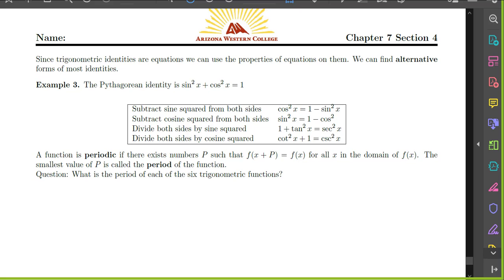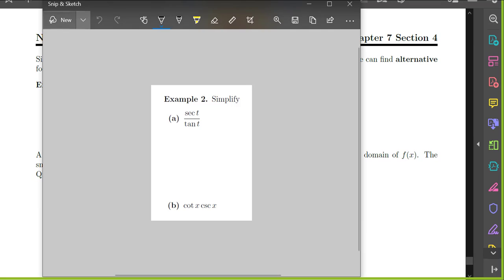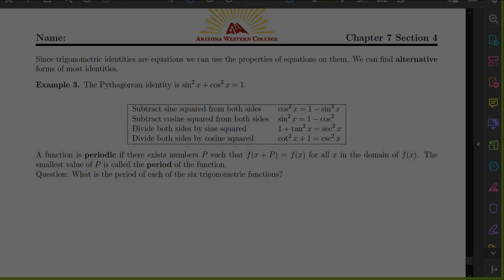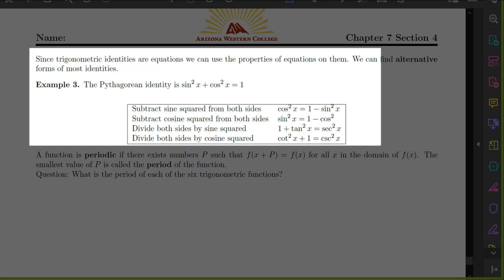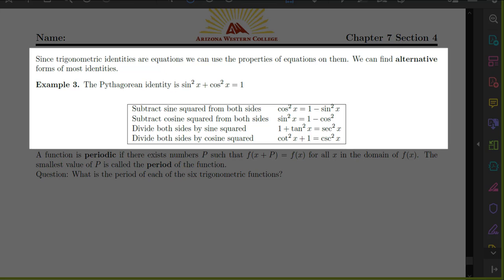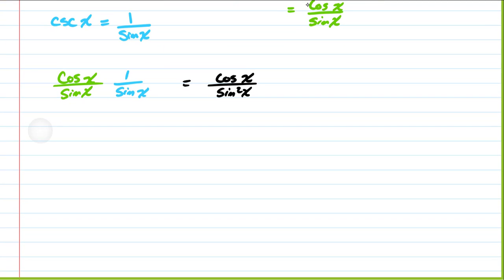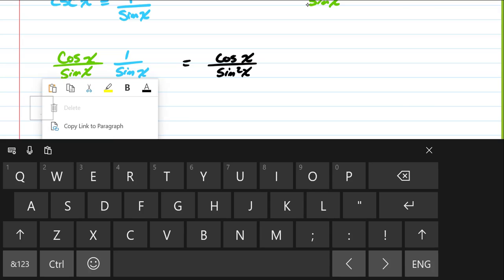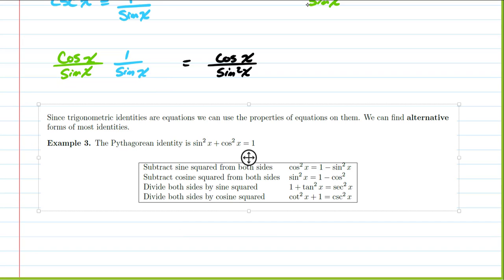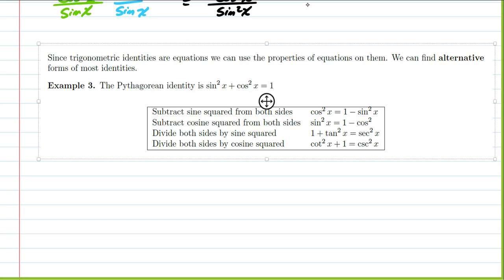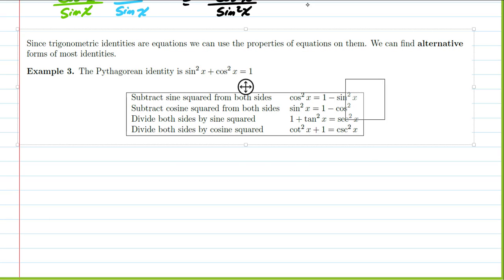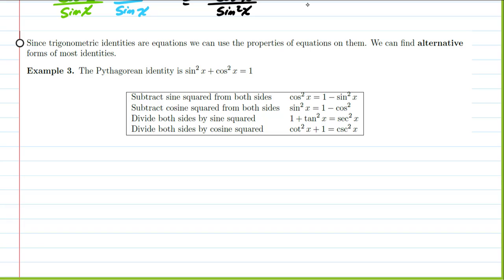So some trigonometric identities are, since trigonometric identities are equations, we can use the properties of equations on both sides, which means we can find alternate forms of almost every trigonometric identity. So for example, if we start with the Pythagorean identity, which is sine squared plus cosine squared equals 1, we can derive a few different equivalent identities which are in this box.